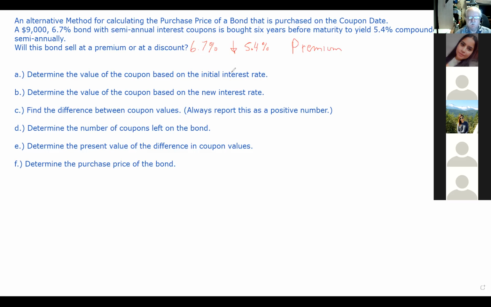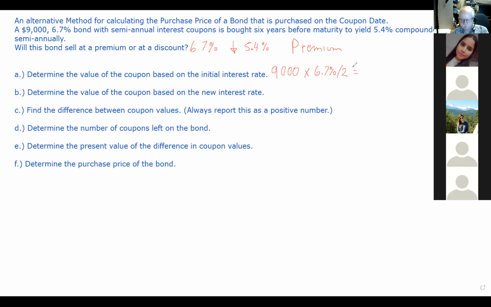So the value of the coupon based on the initial interest rate. This is the coupon calculation we did: 9,000 times 6.7%, but it's semi-annual. So let's find what the coupon would be worth. And this is the actual coupon because this is the rate that goes with the bond.